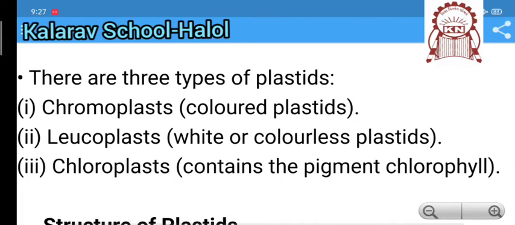Chromoplasts are the colored plastids. The color of any plant or the flowers of that plant is due to the presence of colored plastids. Next is leucoplast. Leucoplasts are white or colorless plastids, which impart no color to the plant. Next is chloroplast. Chloroplasts are the plastids which contain the pigment chlorophyll. So there are three types of plastids, and the color of plants is due to plastids.